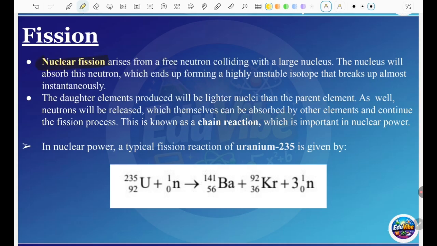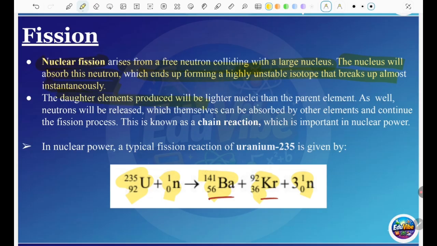Firstly, we have nuclear fission. It arises from a free neutron colliding with a large nucleus. The nucleus will absorb this neutron, which ends up forming a highly unstable isotope that breaks up almost instantaneously. So the large nucleus colliding with the neutron gives you unstable isotopes, and they produce the products.